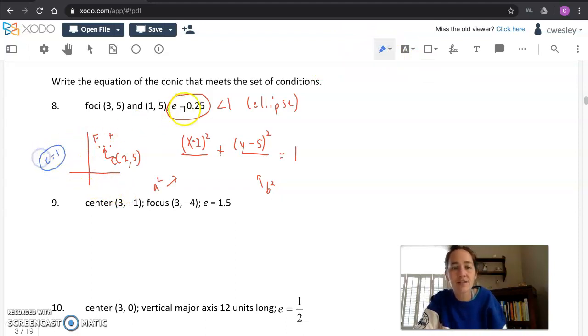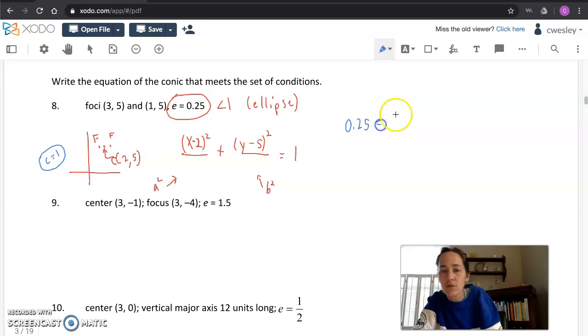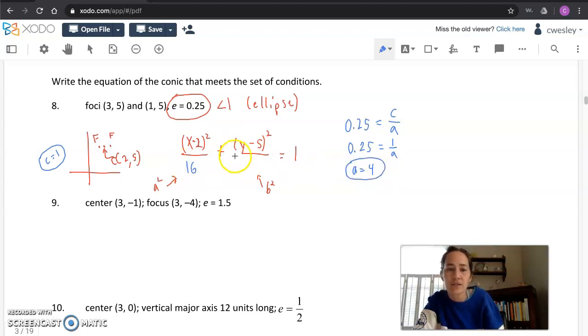And let's take that to something new, these 2 circled items. Eccentricity, by definition, equals c over a. And here we said c is 1. So 0.25 equals 1 over what number? We'll say a equals 4 here. And now we've got our first numerator. 4 squared can go with the x's, a 16.